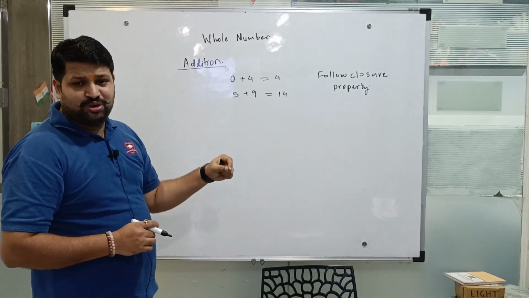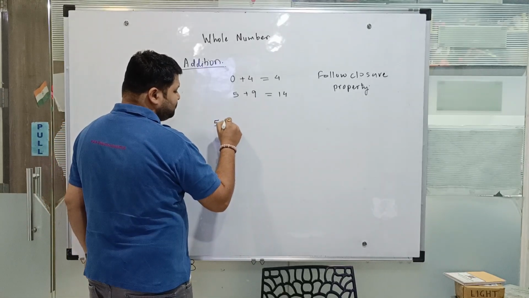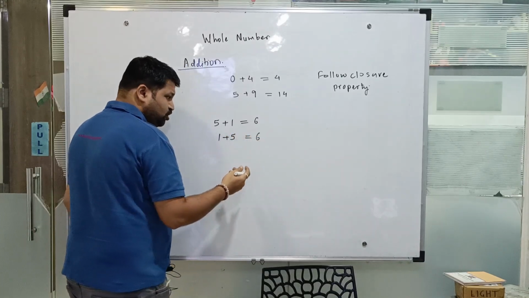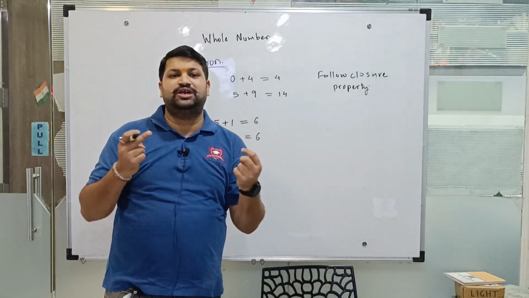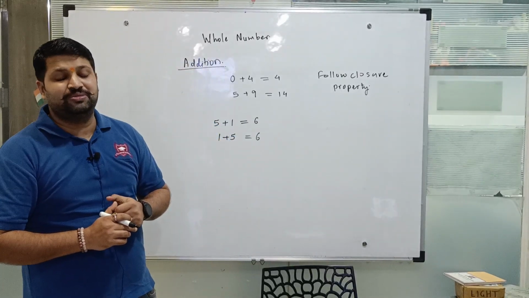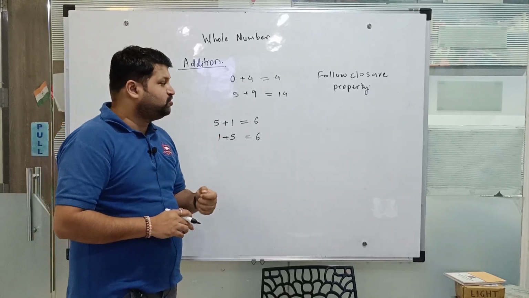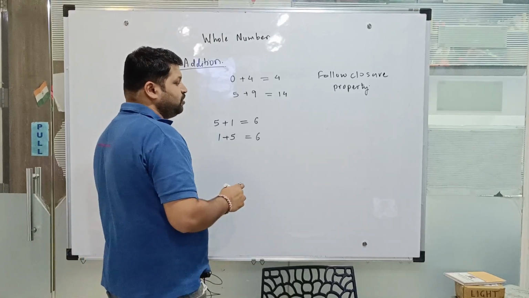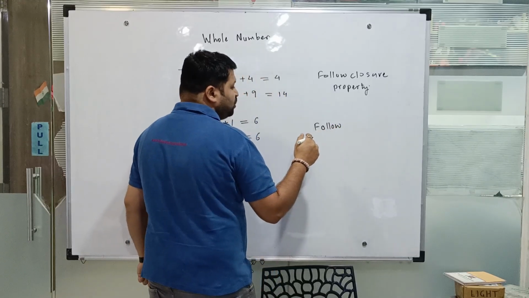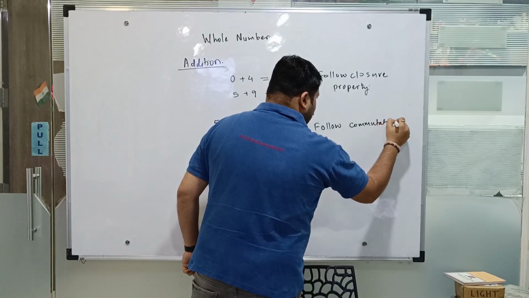Now let's see what happens when we add them in a different manner. Suppose I have 5 plus 1, it is 6, and 1 plus 5 is again 6. If we change the order, it does not make any difference. So from this we can conclude that addition of whole numbers follows the commutative property as well.